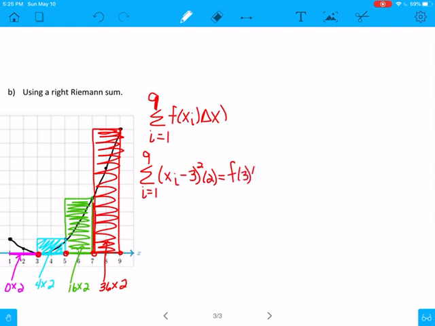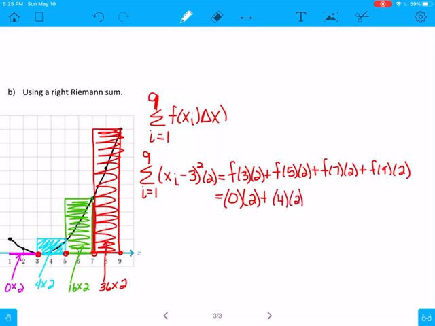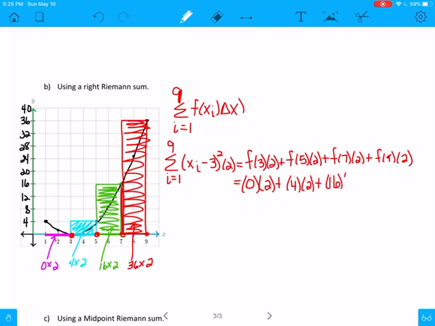So I'm going to do f of 3 times 2 plus f of 5 times 2 plus f of 7 times 2 plus f of 9 times 2. F of 3 is 0, so I get 0 times 2. F of 5, what the heck is f of 5? F of 5 is 4, and 2. F of 7, if I follow it up, is 16, and 2. And f of 9 is 36 times 2.